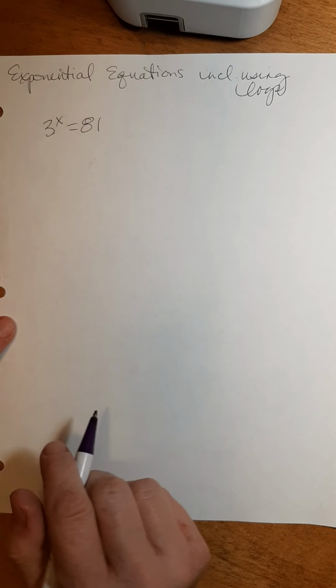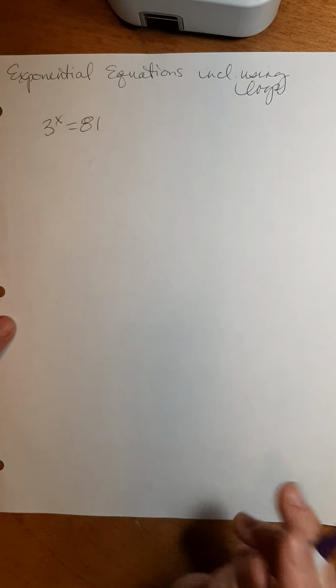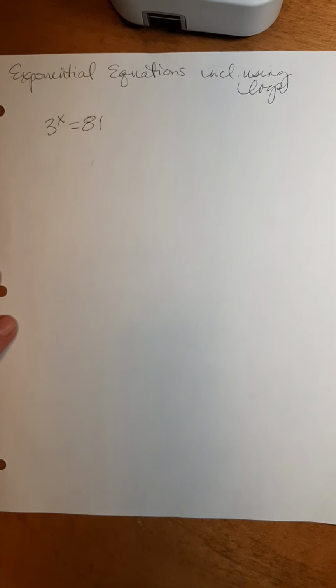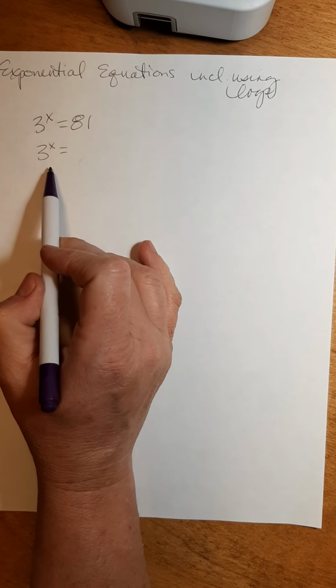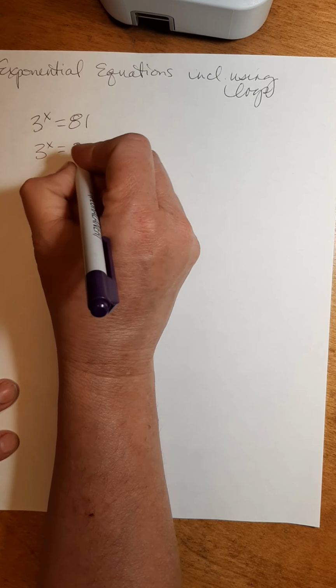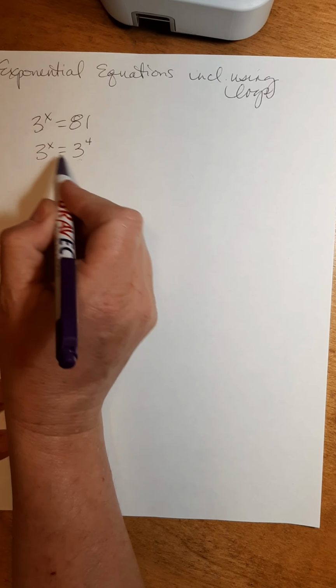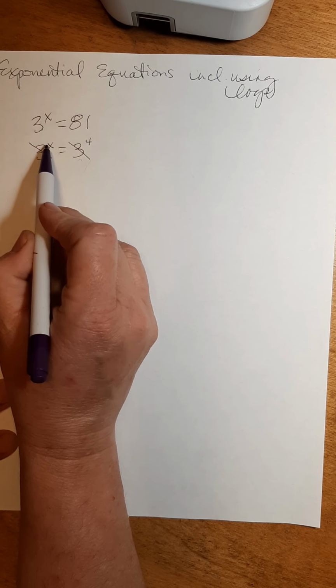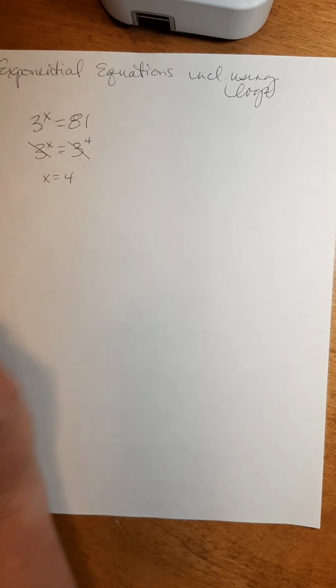Well, I know that you know that 3 to what power is 81 is 4. But let's say you don't. Well, if you get them the same bases, like for instance 81 you can say is 3 to the 4th power. If the bases are the same and it's equals, you can just say x equals 4.